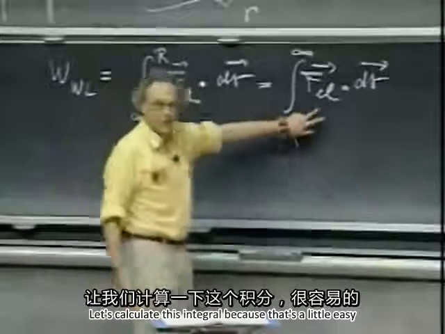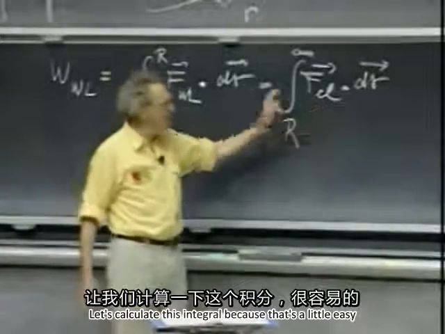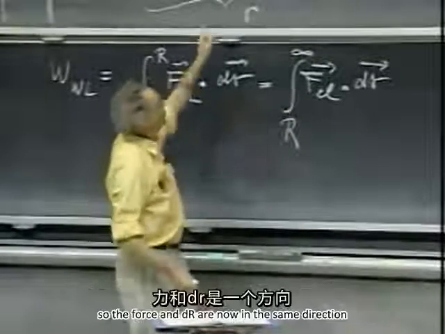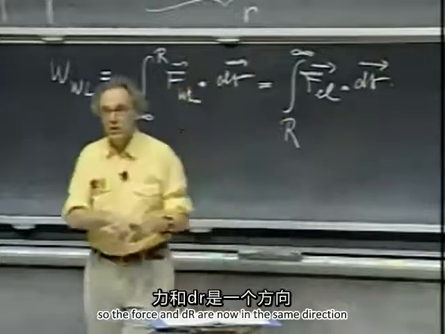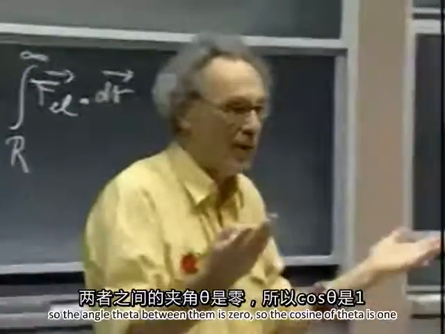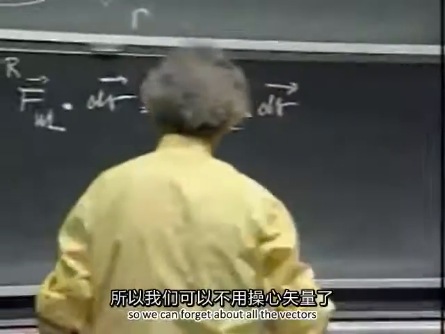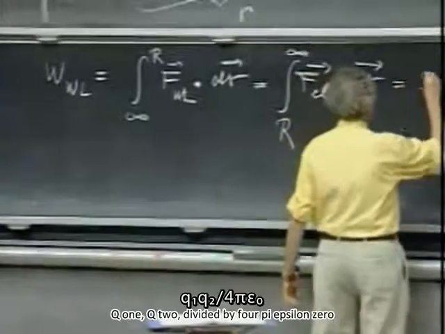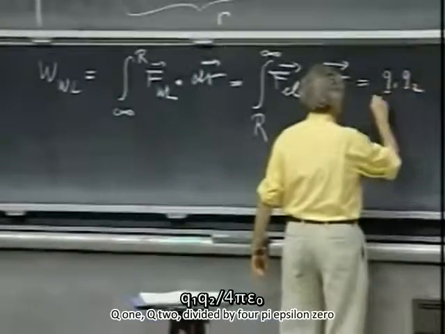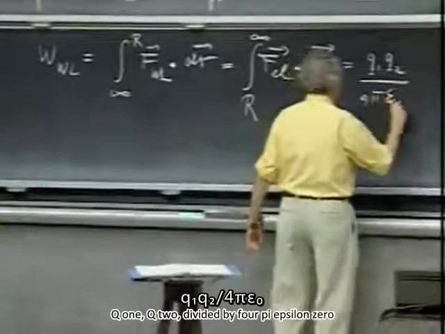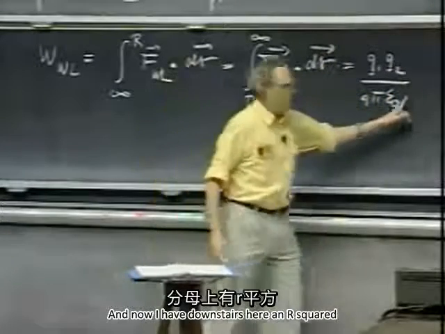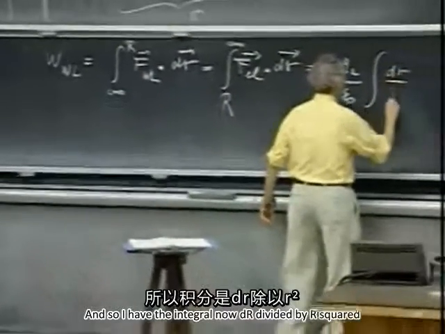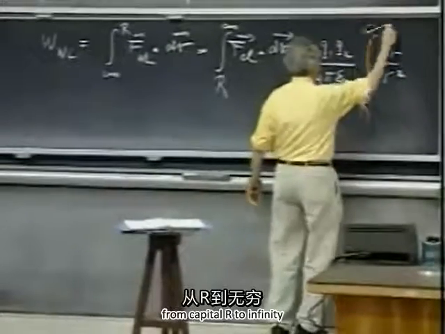Let's calculate this integral, because that's a little easy. We know what the electric force is. Coulomb's law. It's repelling. So the force and the r are now in the same direction. So the angle theta between them is 0. So the cosine of theta is 1. So we can forget about all the vectors. And so we would get then that this equals Q1 Q2 divided by 4 pi epsilon 0. And now I have downstairs here an r squared. And so I have the integral now, dr divided by r squared, from capital R to infinity.